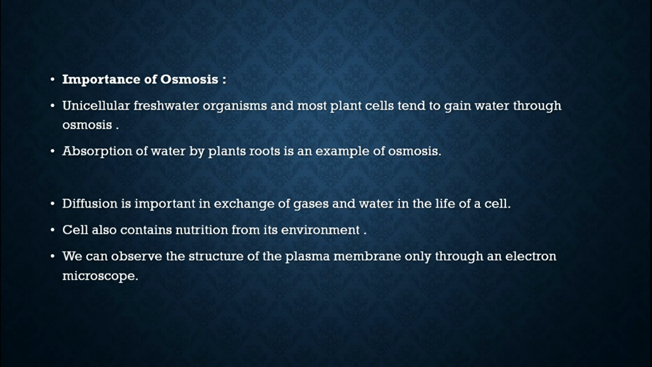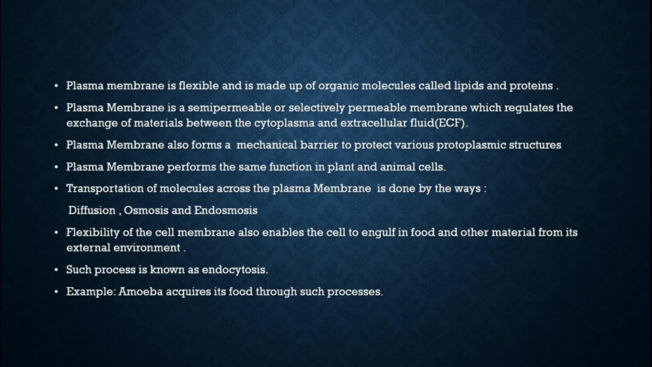Now, a cell takes in nutrition from its environment. The environment around the cell has the nutrients. We can observe the structure of a plasma membrane only through an electron microscope. We can't see it with our naked eyes. We can only see the structure of a cell membrane through an electron microscope. Now, the plasma membrane is flexible. These are a few characteristics or functions. The plasma membrane is flexible and made up of organic molecules like lipids and proteins. Next, the plasma membrane is a semi-permeable or selectively permeable membrane which regulates the exchange of materials between the cytoplasm and the extracellular fluid.